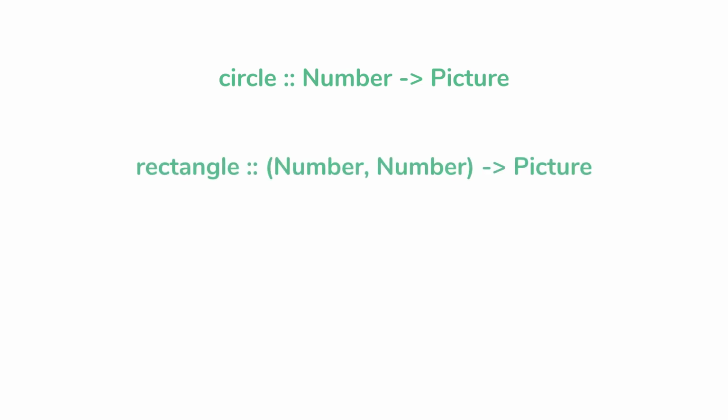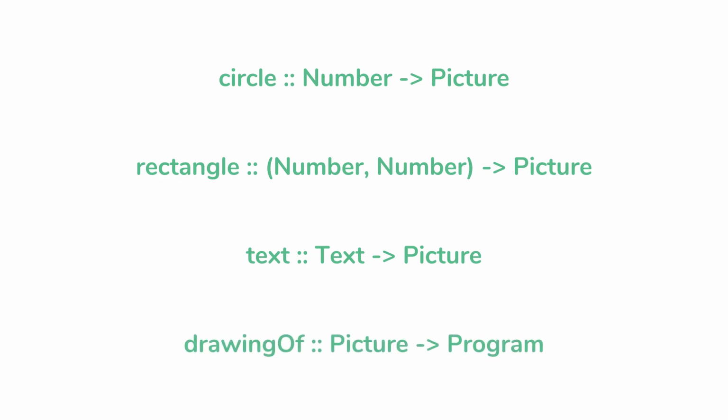You've worked with 4 functions so far. The first one, circle, turns numbers into pictures. Pictures of a circle with that number as their radius. The second, rectangle, takes pairs of numbers and turns them into pictures by giving you a picture of a rectangle with the given width and height. The third function, text, takes words or letters and turns them into a picture by just drawing them. And the final function, drawing of, takes any of those pictures you've used and converts them into a program that just shows you that picture.